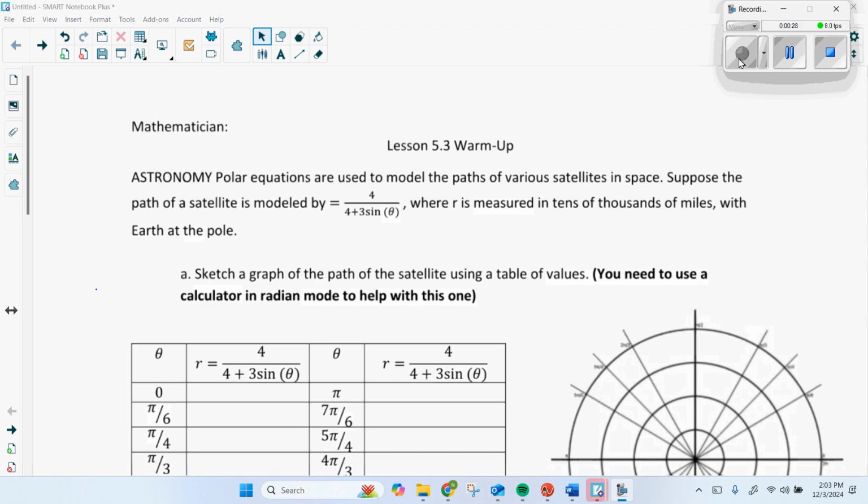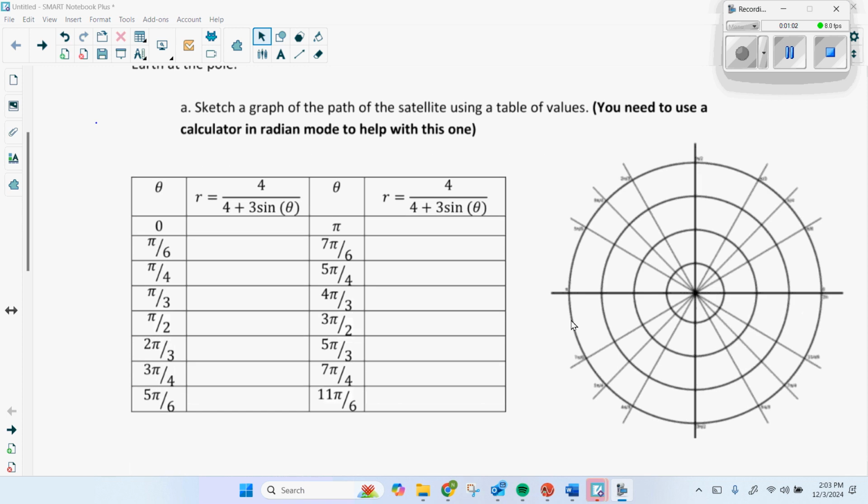All right, so this is a graphing problem, but it's also a modeling problem, which means that it's not just a graph without a context, but we actually have a context here. And this graph is going to be modeling a particular situation. In this situation, it is modeling the path of a satellite, and they give you R in thousands of miles with Earth at the pole. And then they give you the equation for R. And so you are going to be expected to be able to graph one of these by hand using your knowledge of the unit circle.